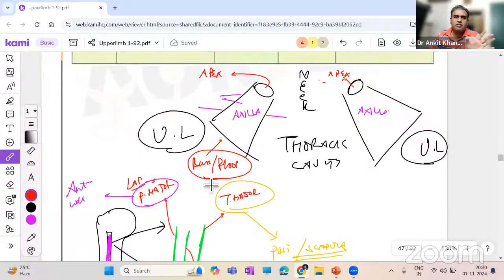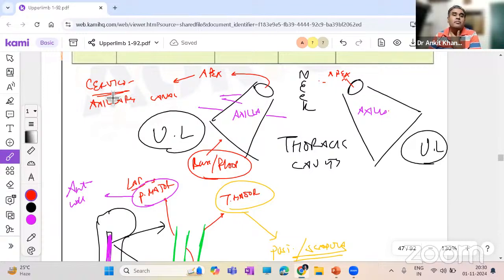Anterior, posterior, medial, lateral, we have done. The apex is connecting the neck to the upper limb. Therefore, the apex is also known as the cervico-axillary canal. What is cervico over here? Cervico means cervical, the neck region, the cervical vertebrae region. So the apex is connecting the cervical region, the neck, to the axilla.